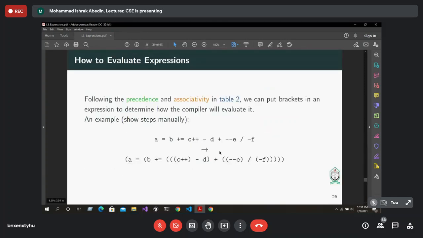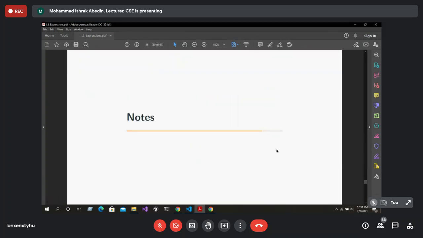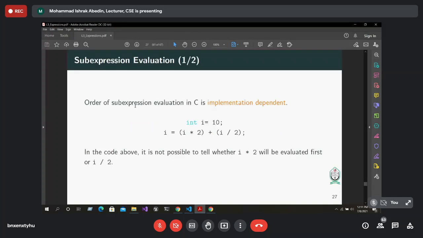So this is how expressions are implemented. Now finally, the last topics for today, a couple of notes. First of all, self-expression evaluation. So we can write an expression like this, right? I is equal to I into 2 plus I divided by 2. That's fine. We know that multiplication and division have higher precedence than the addition operator. So they will be evaluated first.